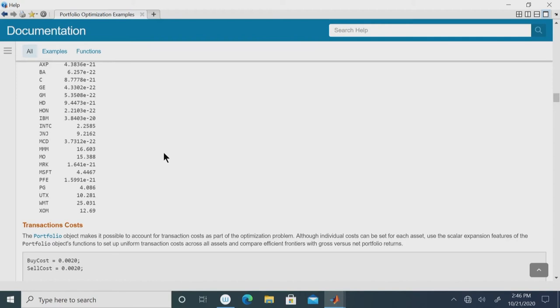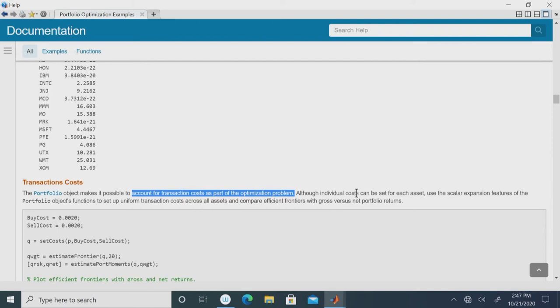Now, so far we have been looking only at the case of mean variance portfolio optimization for these assets, without accounting for the practical reality of transaction costs and turnover. So, now we look at an extension of the problem to make it more realistic, and accordingly we incorporate the transaction cost. The portfolio object in the MATLAB Financial Toolbox has the provision for accounting for the transaction cost as part of the individualized problem.